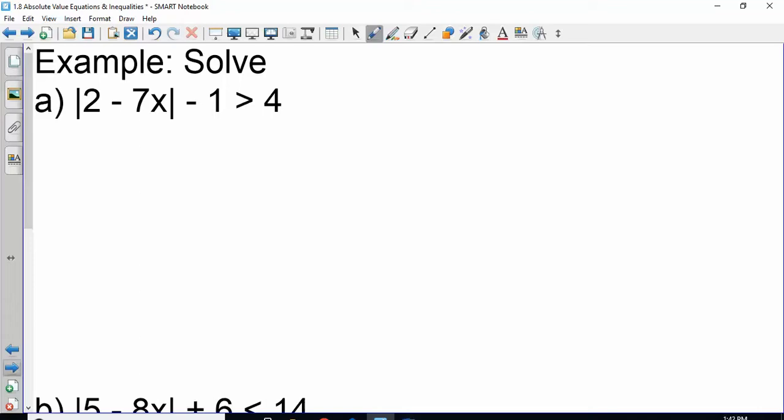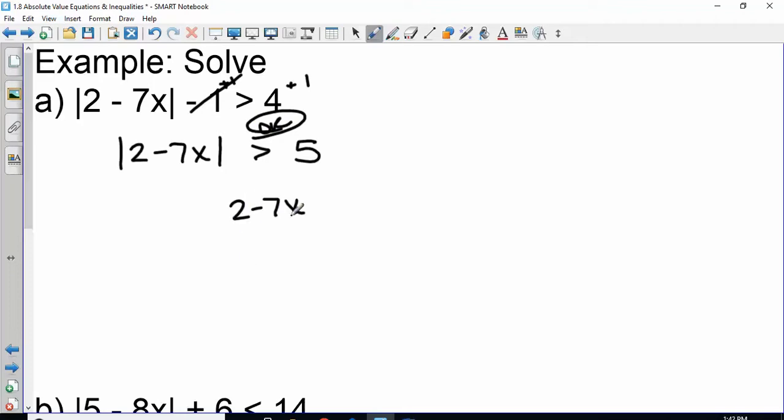What do we do first on this one? Isolate that absolute value. So I'm going to add over my 1. Make sure you isolate your absolute value before you decide if it's an and or an or. You know, if you multiply by a negative, it flips your inequality, so it changes. So now, is this and or or? Greater than, this is an or statement.